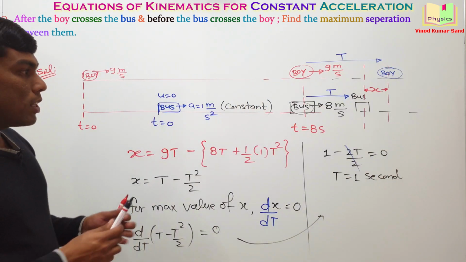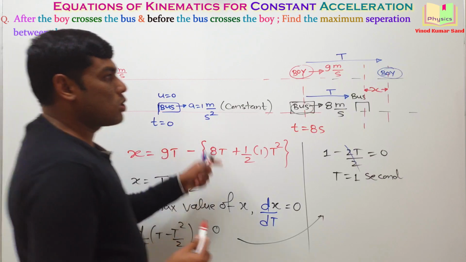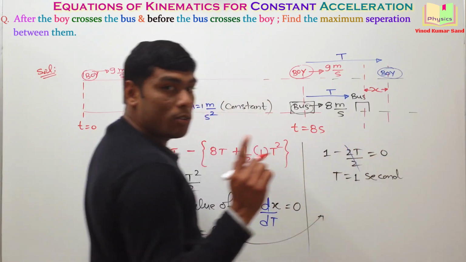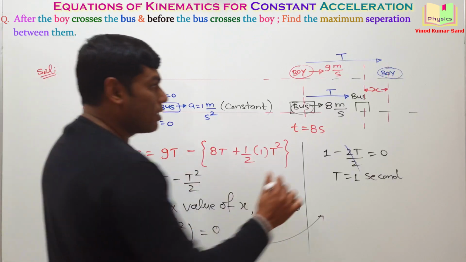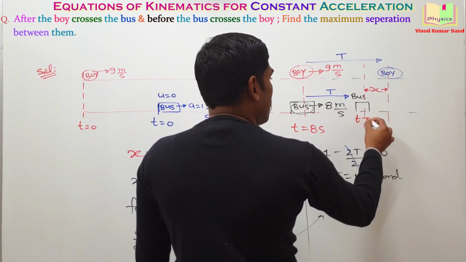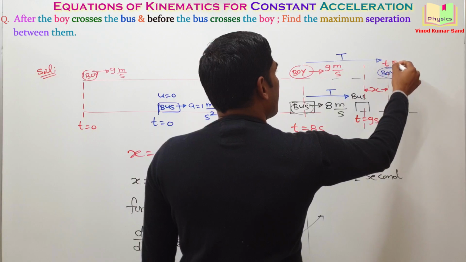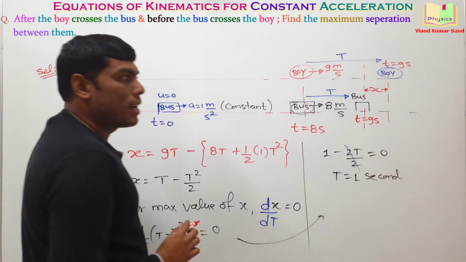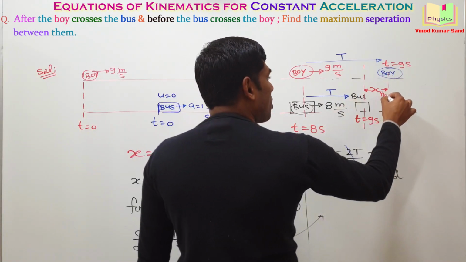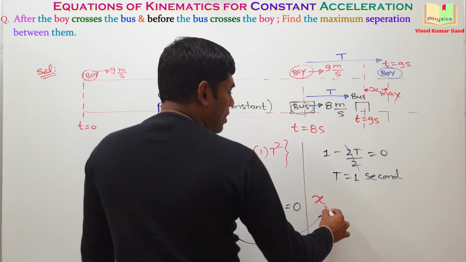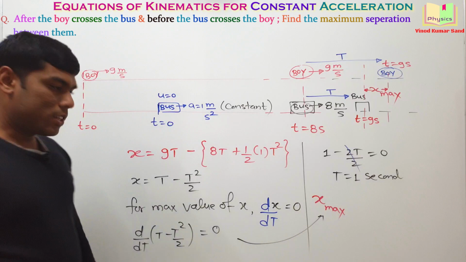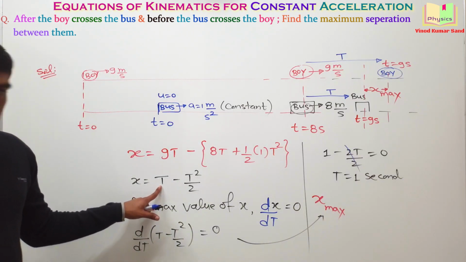T comes out to be 1 second, and if you observe from the starting, then this moment will actually be t is equal to 9 second. Getting it? The bus is here at t is equal to 9 second, the boy is here at t is equal to 9 second, and then the separation between them will be maximum.